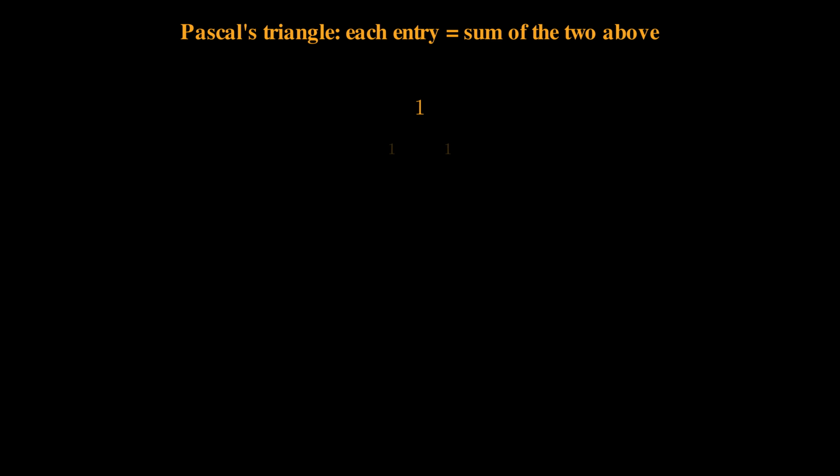Meet Pascal's triangle. The rule is dead simple. Start with a single 1 at the top. Every row begins and ends with a 1. And every other entry is just the sum of the two numbers directly above it. Watch it build. Row 2, 1s on the ends, and in the middle, 1 plus 1 is 2. Row 3, 1 plus 2 gives 3, and by symmetry, 3 again.